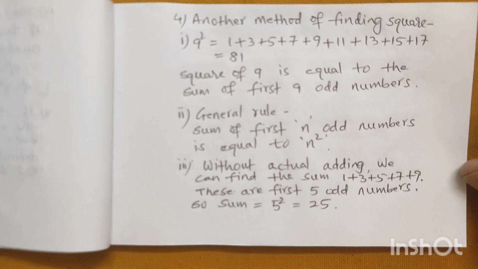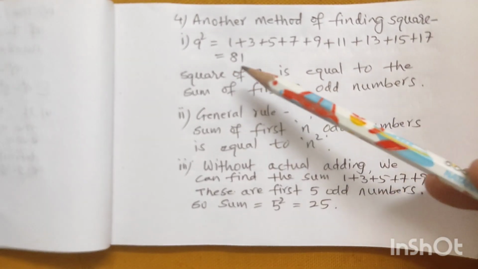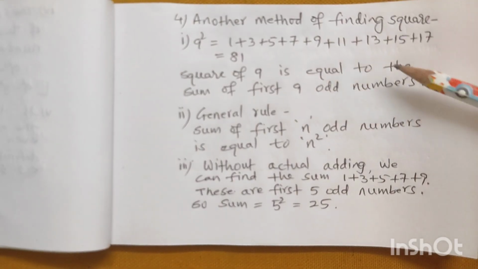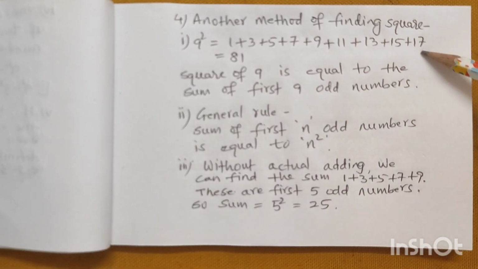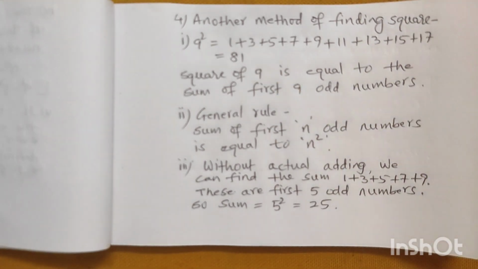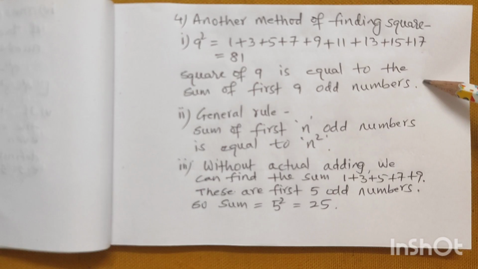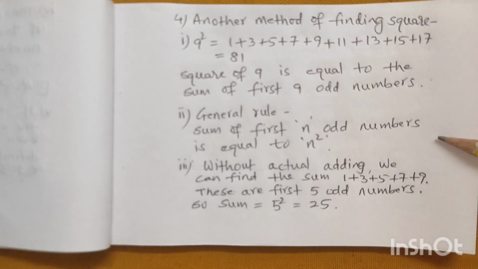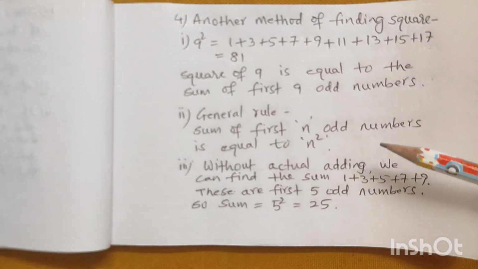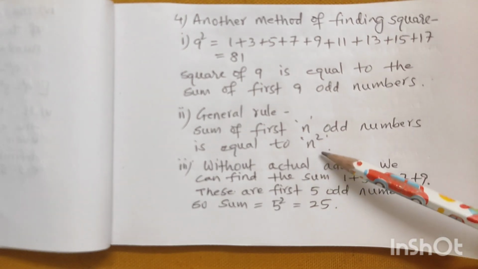Now we will see another method of finding square. 9 square equals the sum of first 9 odd numbers, and the sum is equal to 81. So we say square of 9 is equal to the sum of first 9 odd numbers. The general rule is sum of first n odd numbers is equal to n square.